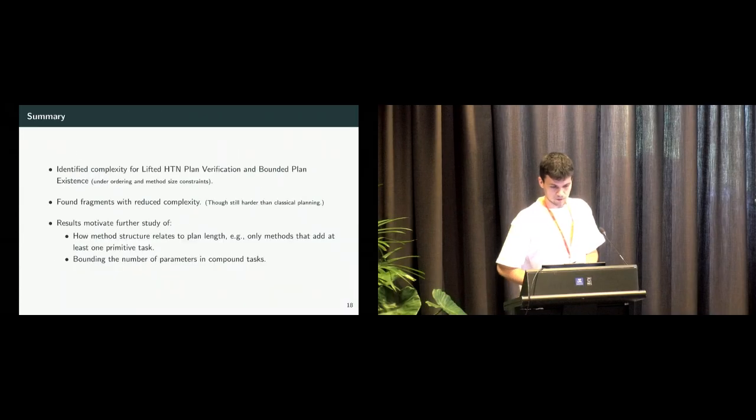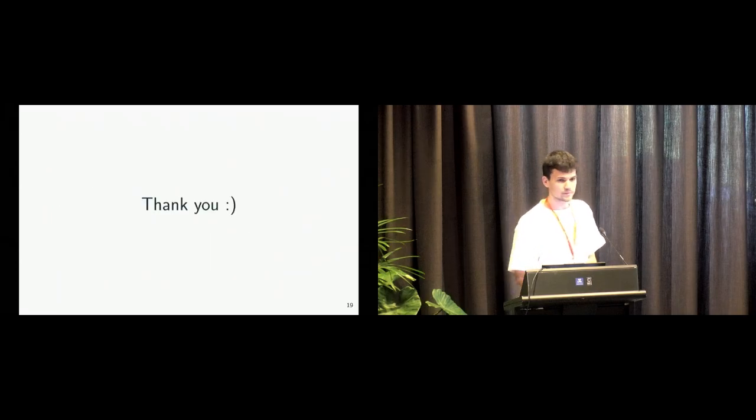So yeah, to sum up, we identified the complexity for lifted HTN plan verification and bounded plan existence under different ordering constraints and method size constraints. We found fragments with reduced complexity, but I think there's more to do, so you could further study this. In particular, I would be interested in really looking at these things where certain method structures relate to the plan length, and also to the thing I've just shown you, how the size, how the number of parameters in your compound task affects the complexity. Thank you.